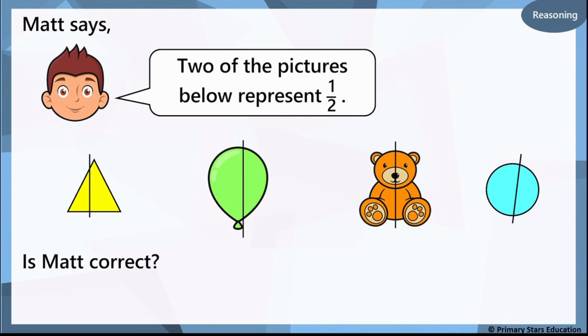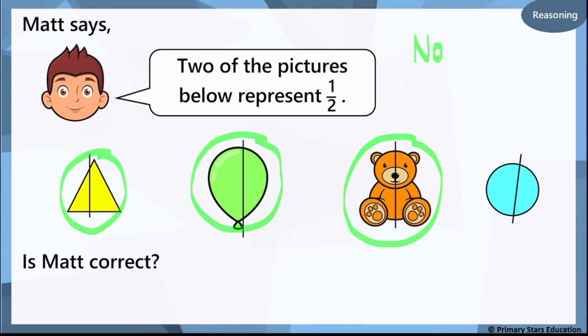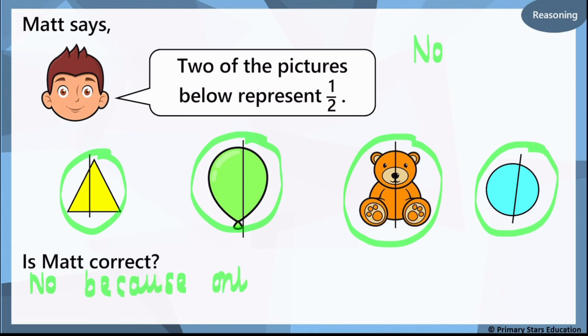No. Well done. He's wrong, isn't he? Why is he wrong? That's it, because there's only 1 picture showing half. Because these parts are unequal, these parts are unequal, and these parts are unequal. So it's just 1 picture. So we need to write something like no, because only 1 picture represents half.